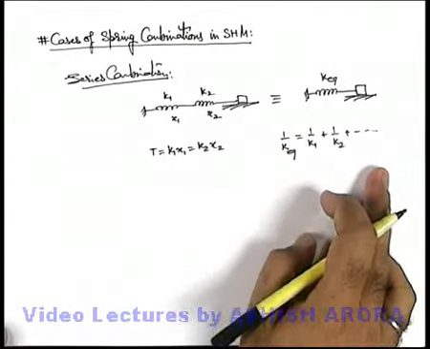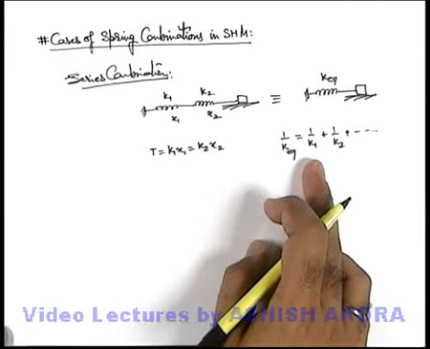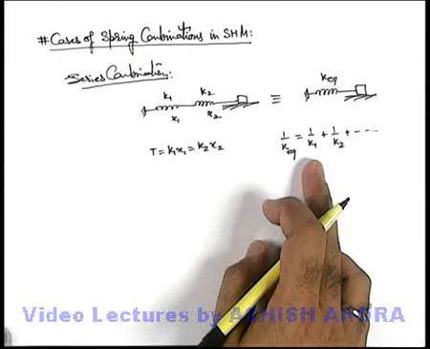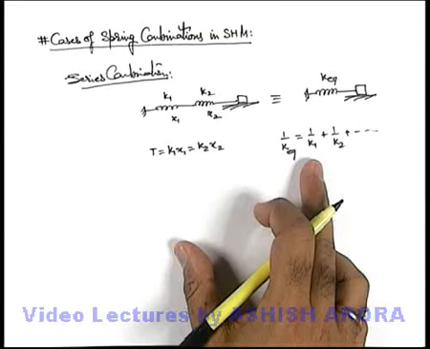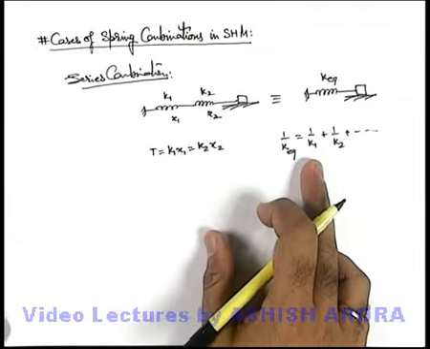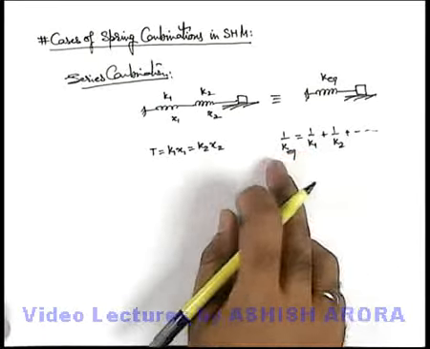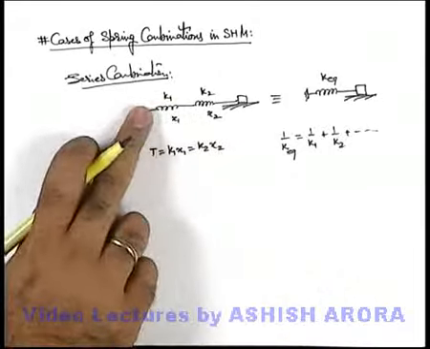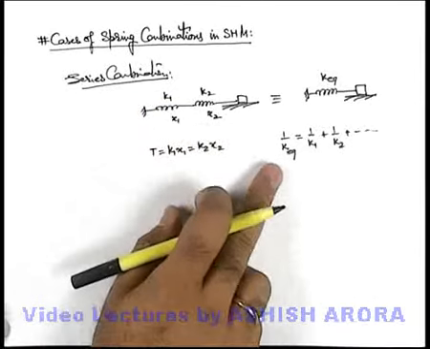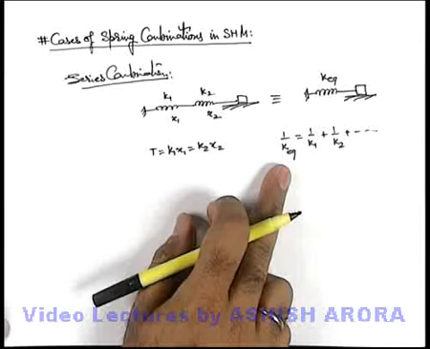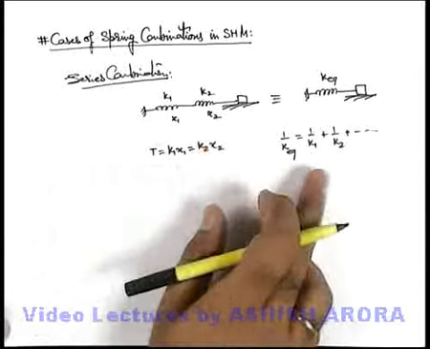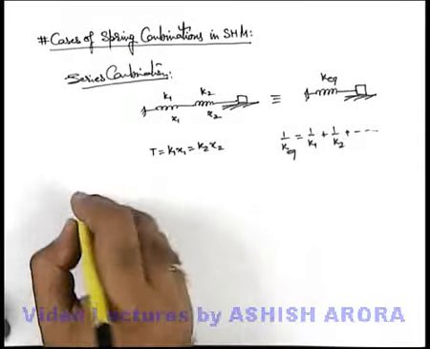I hope you can recall from your early classes when you studied series and parallel combination of resistances. If resistances are connected in parallel, their equivalent can be calculated by summing the reciprocals and reciprocating that. Similarly, the series combination of springs is similar to the parallel combination of resistances. In this way, you can keep the result in your mind.